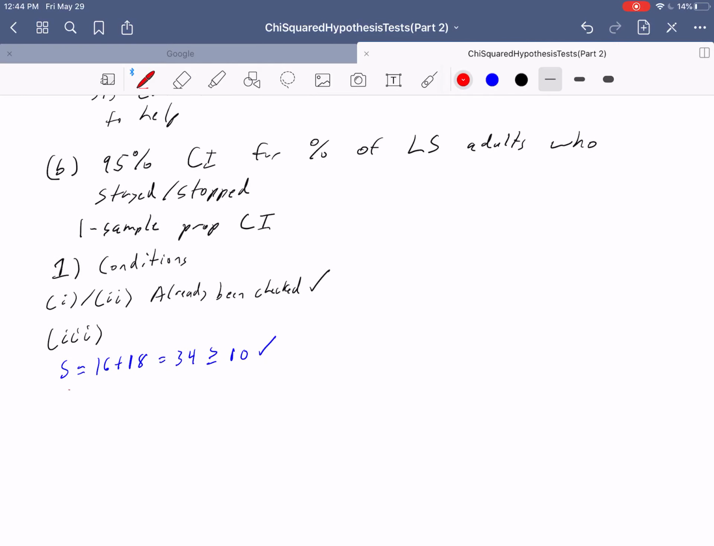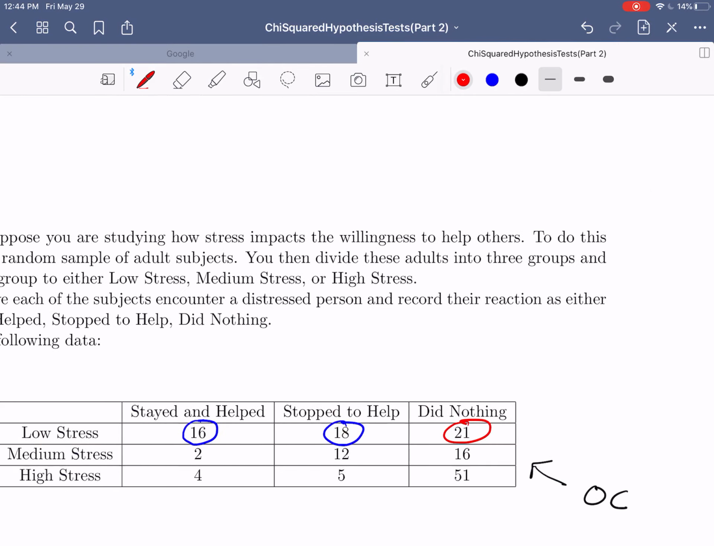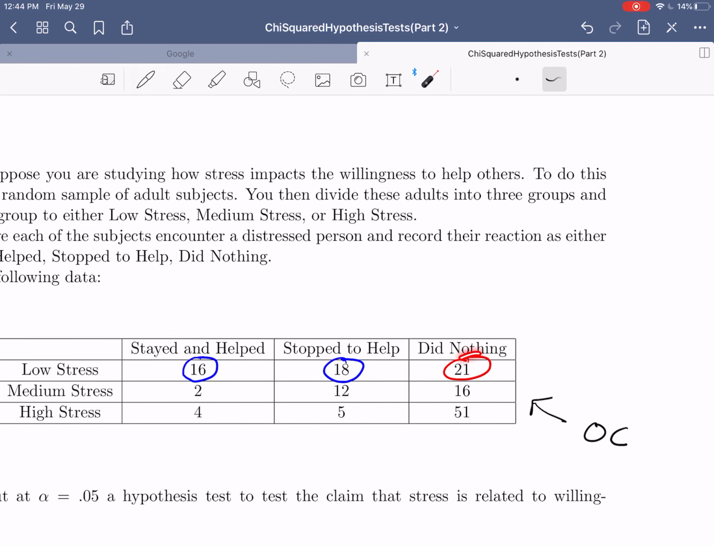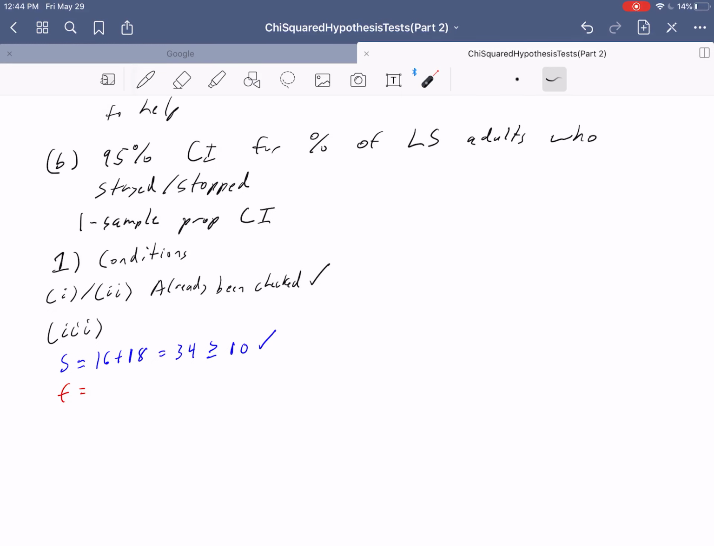And the failures here would be all the low stress individuals who did nothing, which would be 21. Notice that the medium stress and high stress data is completely ignored here because we're only looking at the percentage of the low stress subjects. So our failures here would be 21, which is greater than or equal to 10. Check.